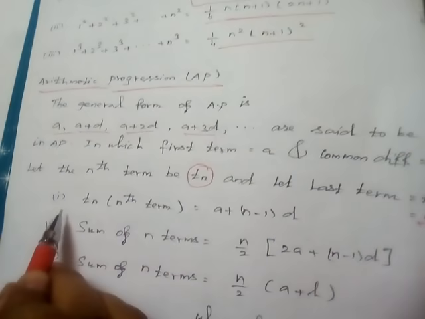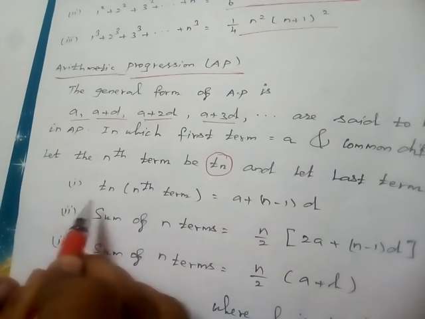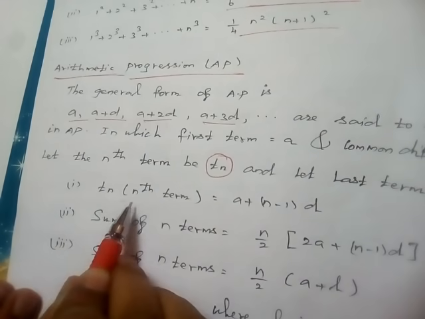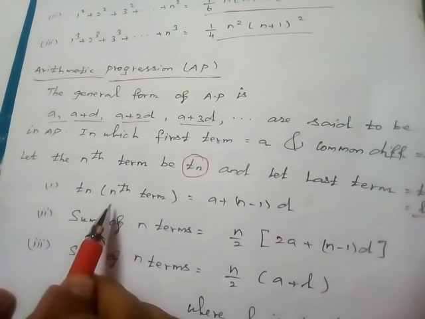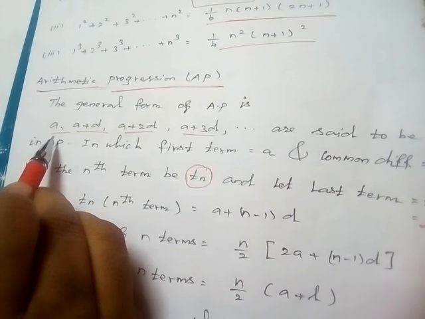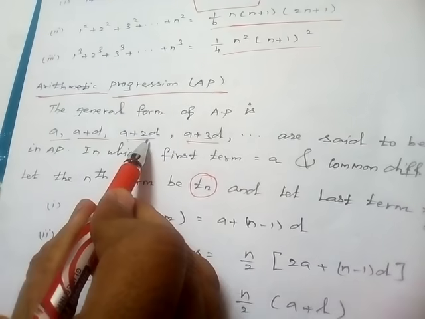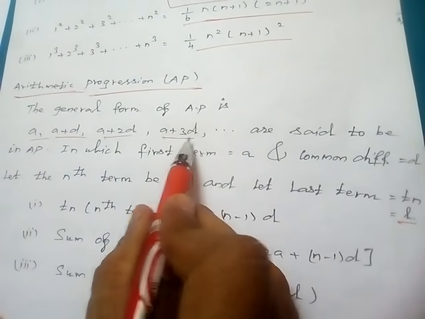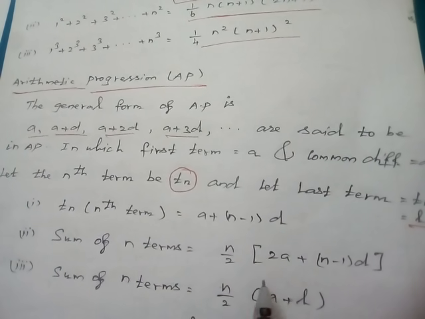So the first formula in the arithmetic progression, the nth term, let it be denoted by Tn. Tn is equal to a plus n minus 1 into d. Here the first term in the arithmetic progression is a, the second term is a plus d, the third is a plus 2d, the fourth term a plus 3d. Similarly, what is the nth term? It is a plus n minus 1 into d.